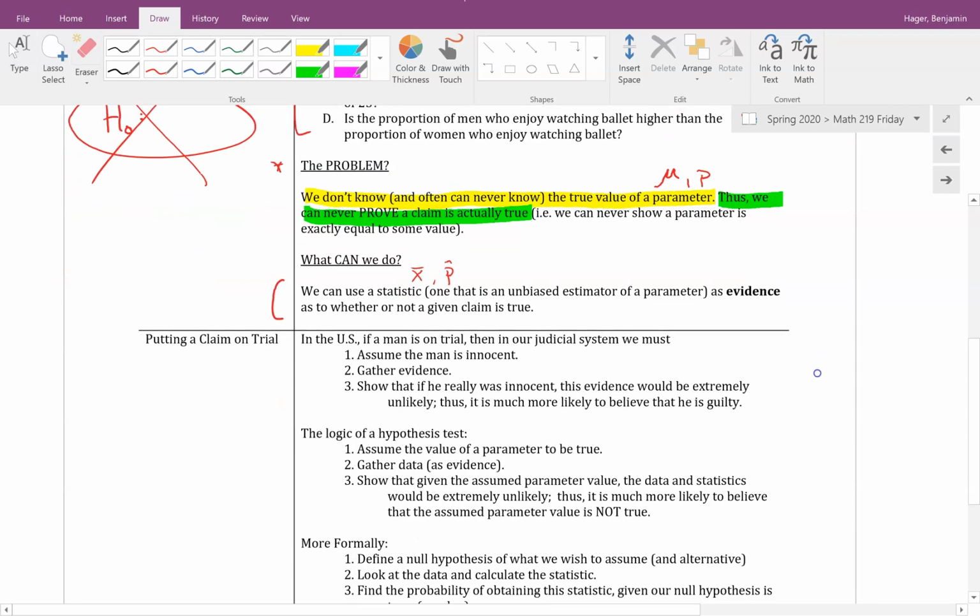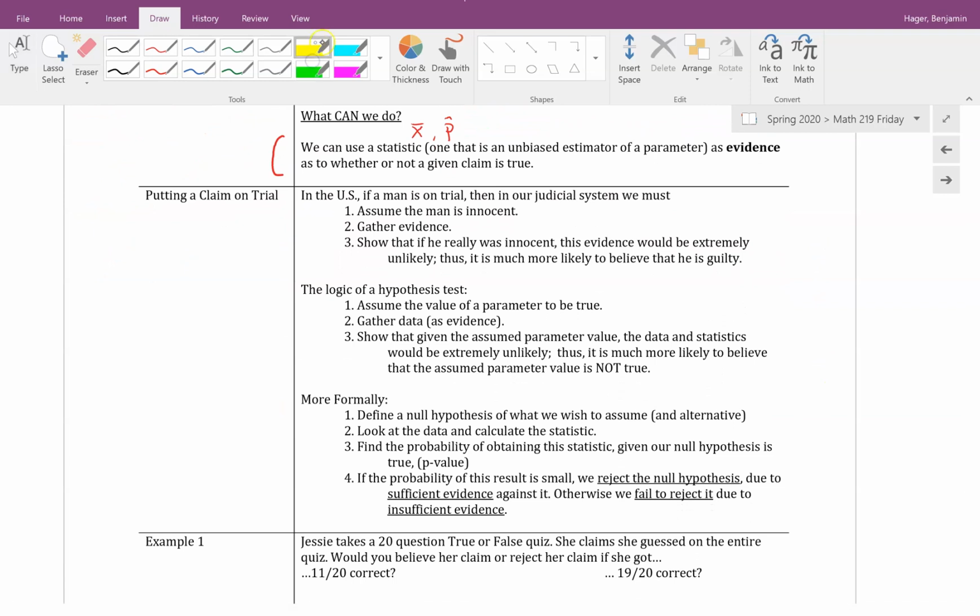Okay, so they use this analogy of a trial, and this is a decent analogy for how we approach the idea of a hypothesis test. It says in the U.S., if a man is on trial, then in our judicial system, we must do a few things. First of all, we assume that the person is innocent. And then we gather evidence and collect data. And then we show that if the person really was innocent, then the evidence would be extremely unlikely to happen. So in other words, it's more likely that the person is actually guilty.